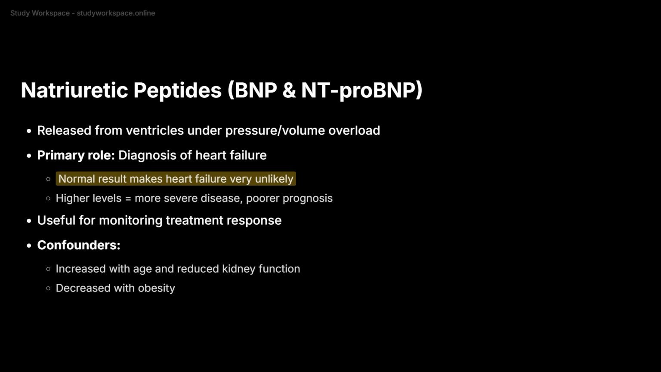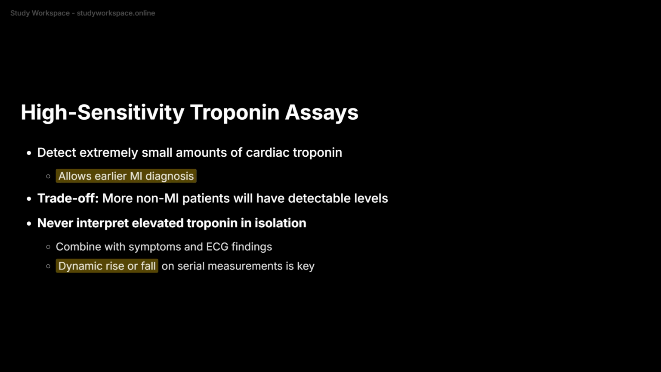One of their greatest strengths is that a normal result makes heart failure very unlikely in a patient presenting with breathlessness. Higher concentrations generally indicate more severe disease and are associated with a poorer prognosis. These markers are also useful for monitoring response to treatment. Remember that concentrations tend to increase with advancing age and reduced kidney function, while obesity may produce lower than expected levels.